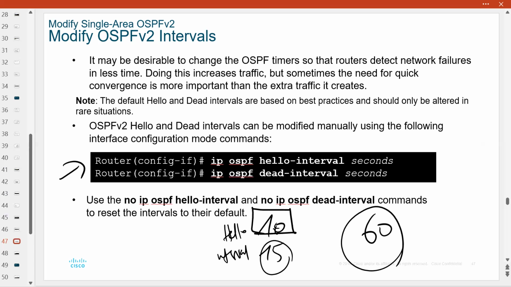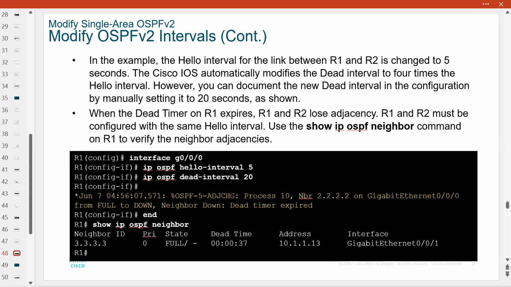Use the no ip ospf hello-interval and no ip ospf dead-interval commands to reset the intervals to their default. So if you want to reset them to their default, which is 10, you use the no command. Here we can see they were modified to 5, and the dead interval became 20 instead of 40. Every 5 seconds a hello packet is being sent, which means every 20 seconds, if you don't hear anything, then that's when we will make the change.